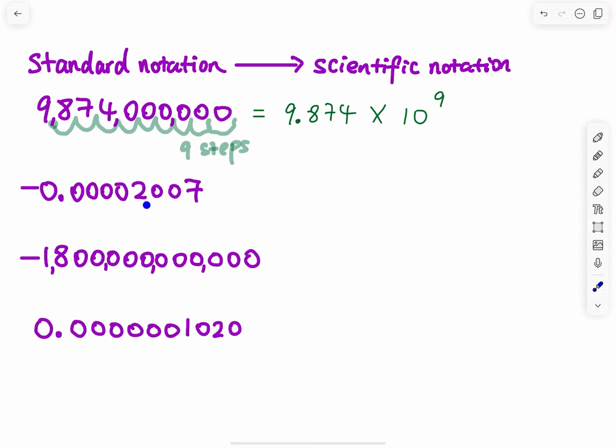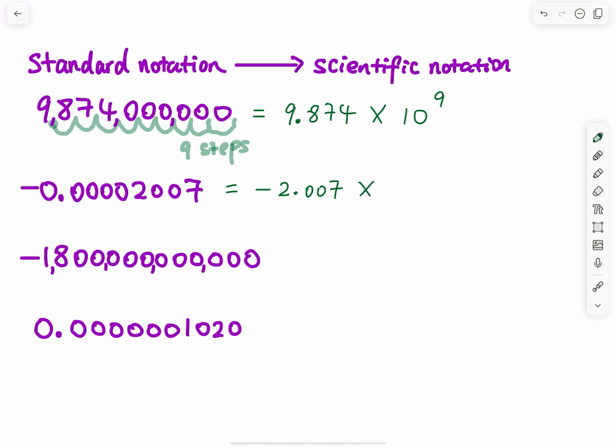All right, next one, negative 0 point, 4 zeros, and then 2007. All right, so let's do the writing. We have negative 2.007. You might ask, this is not between negative 1 and 10. So what you have to do is disregard the negative value. 2.007 is between 1 and 10, including 1. It cannot be 20.7, 200.7, or 0.2007. This is the only option between 1 and 10.